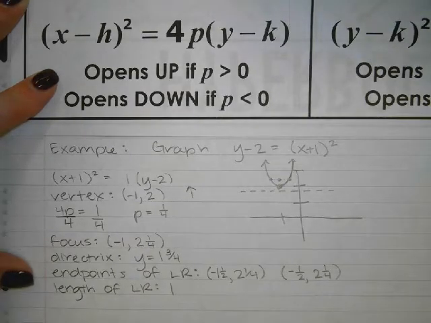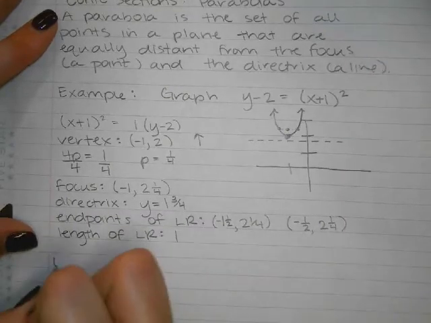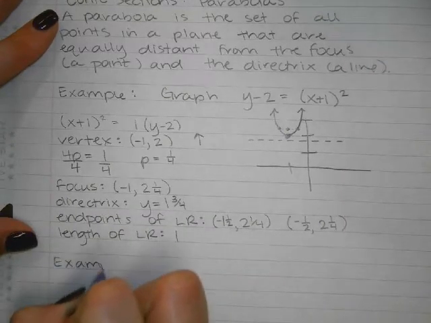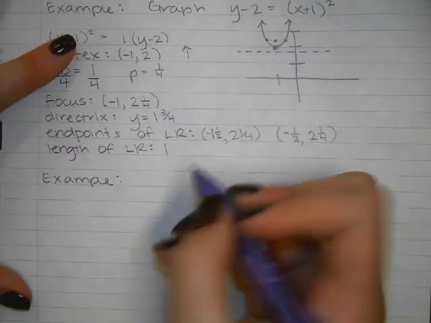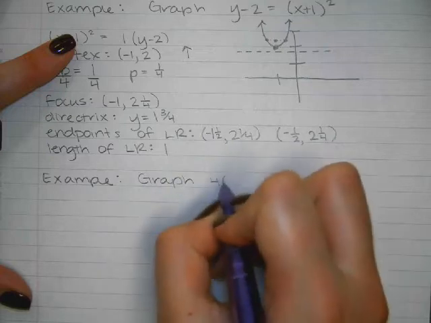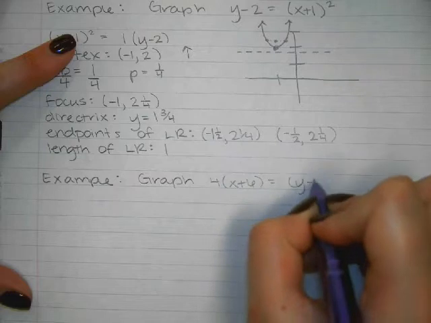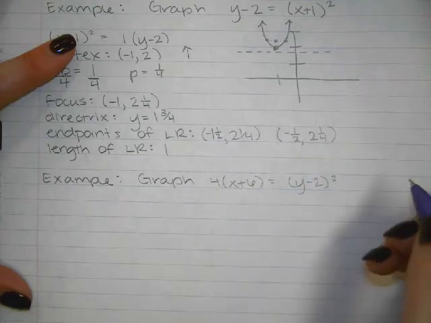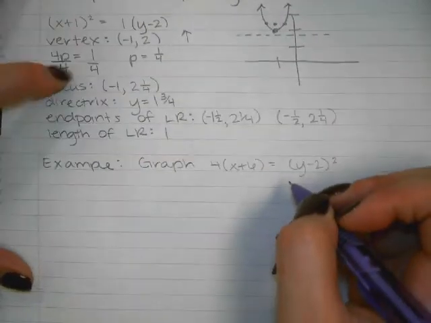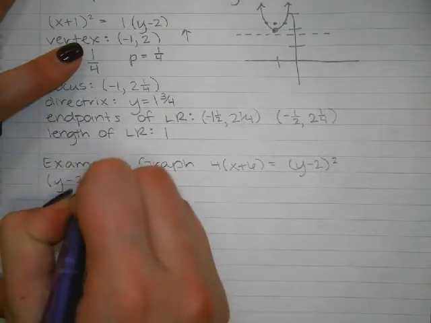Okay, let's go ahead and try another one. So for this one, we're going to graph 4 times x plus 6 equals y minus 2 squared. So again, I'm going to go ahead and switch the order to make it match the way that it looks in my packet.